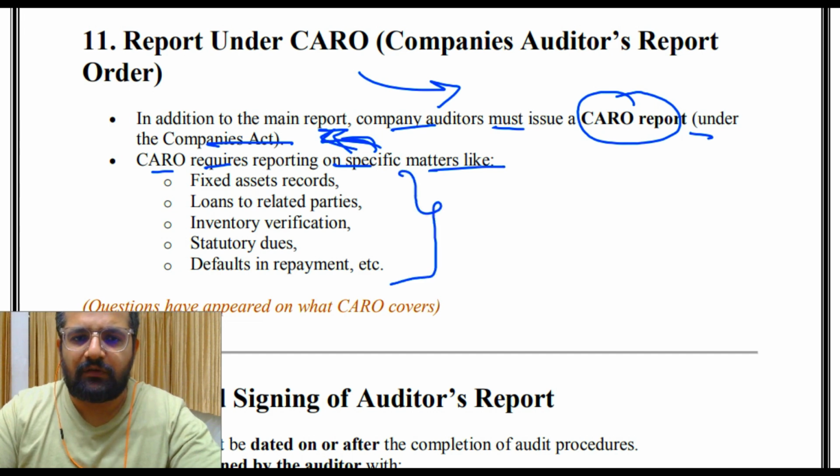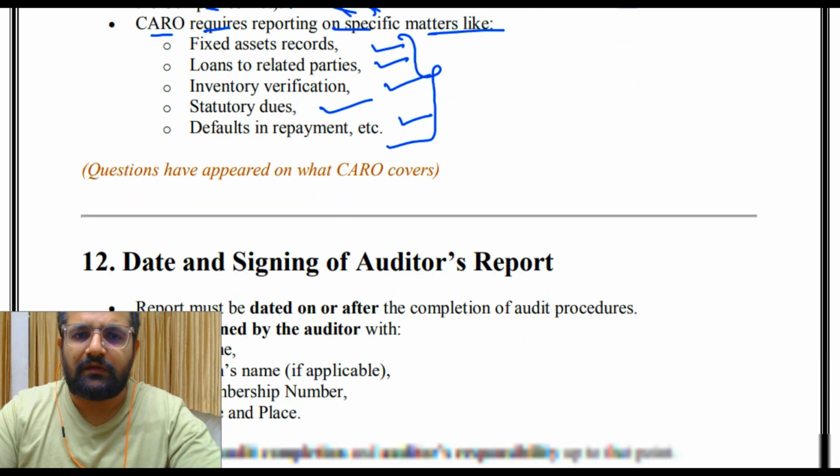Fixed asset records, loans to related parties, inventory verification, statutory dues, and default and repayment. So again, very important. Earlier questions were there on CARO, that is Company's Auditor's Report Order.